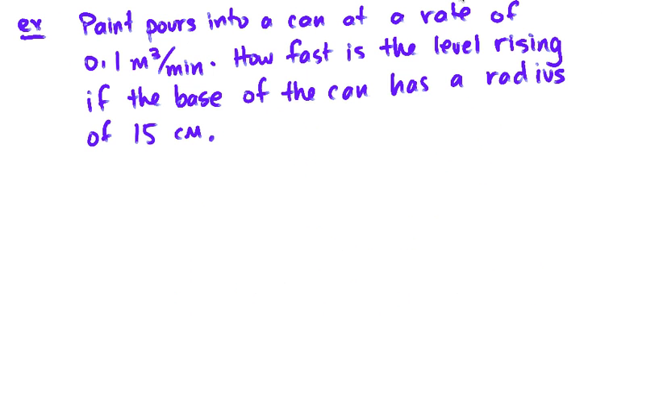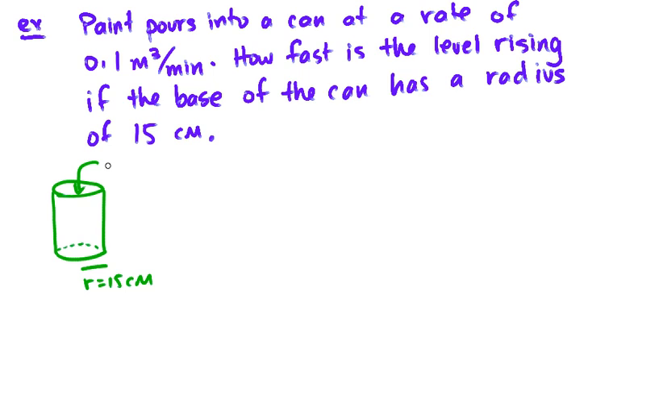Okay, here's our second example. Paint's pouring into a cylindrical can at a rate of 1/10 of a cubic meter per minute. How fast is the level rising if the base of the can has a radius of 15 centimeters? So again, start by drawing a picture and labeling some things that we know. We know that the radius is 15 centimeters.